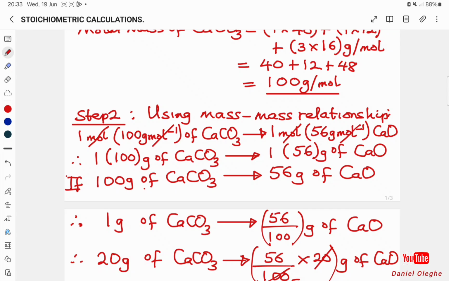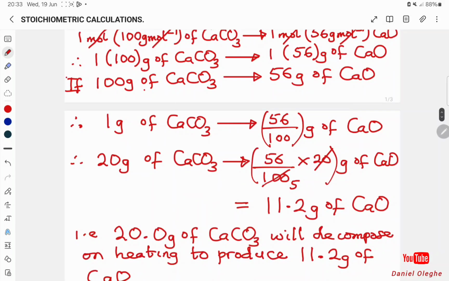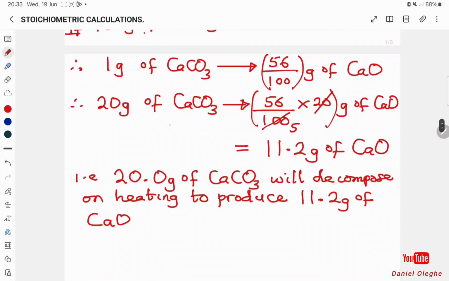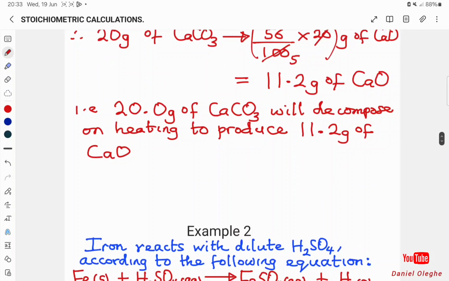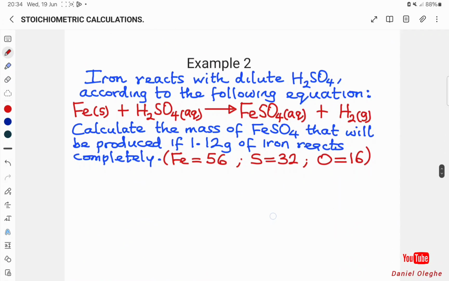Calculating the mass of calcium oxide from the mass of the calcium carbonate put into reaction, we have 20 gram of calcium carbonate decompose on heating to produce 11.2 gram of calcium oxide. That's how to solve that. Let's go to the second example.